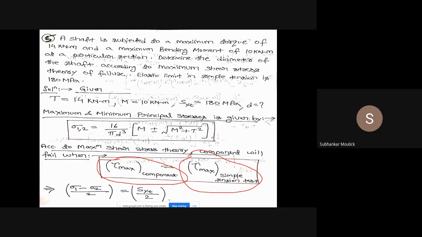That means in order to find the diameter of the shaft in this problem, firstly I have to find the maximum shear stress of the component on the basis of the given values, bending moment M equal to 10 kilonewton meter and torsional moment or torque T equal to 14 kilonewton meter. With these two values, I need to find the maximum shear stress induced in the component, and then equate it with the maximum permissible shear stress of the simple tension test. If you remember, when I was discussing the concept of shear stress theory of failure, I told you that tau max is equal to 0.5 times SYT.